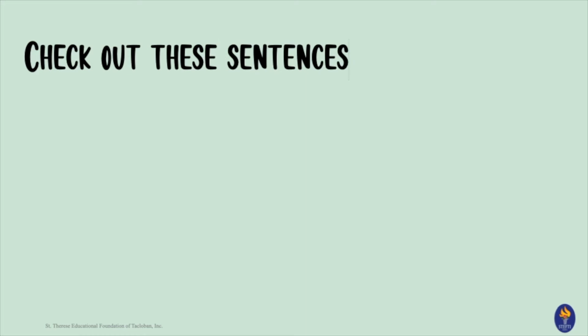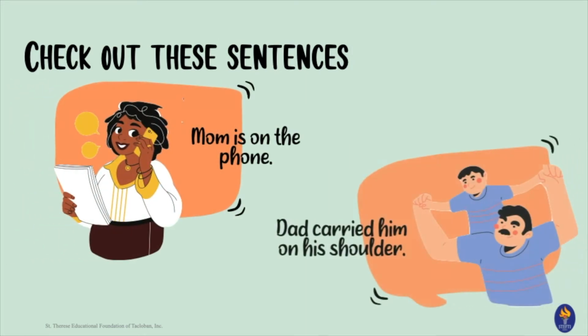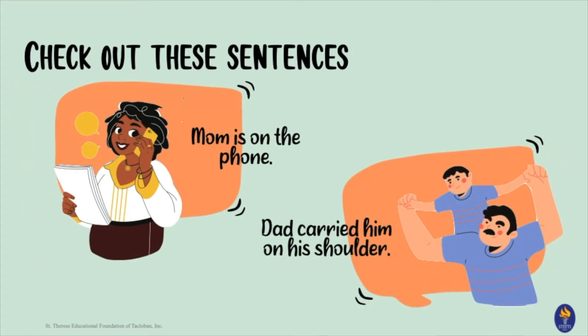Take a look at these sentences. Mom is on the phone. Dad carried him on his shoulder. On the phone is a phrase that means to be in a conversation with someone through the use of a phone. Same as with on the phone, on his shoulder is a phrase that has meaning but does not express a complete thought on its own. Remember that phrases are groups of words that do not express a complete idea. Phrases do not have a subject and predicate.